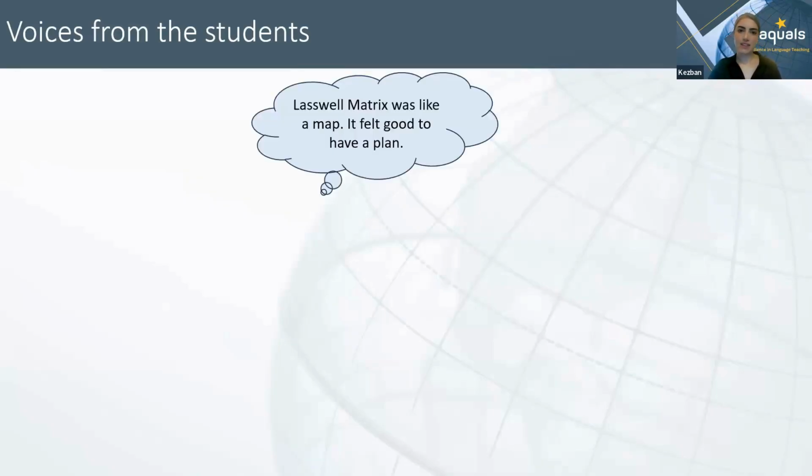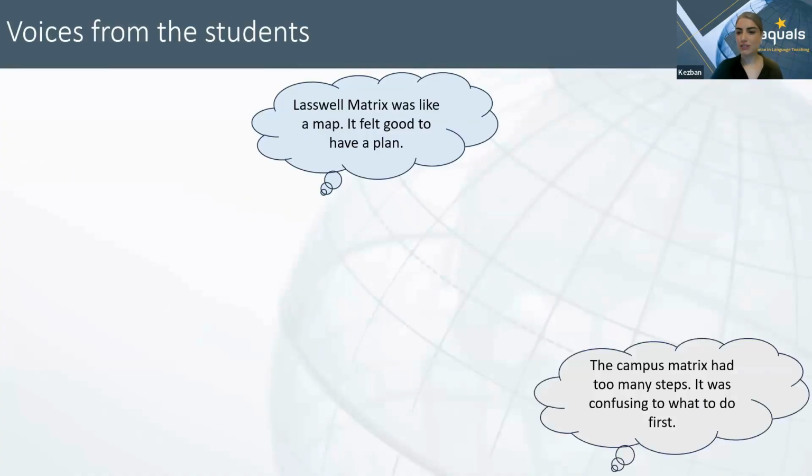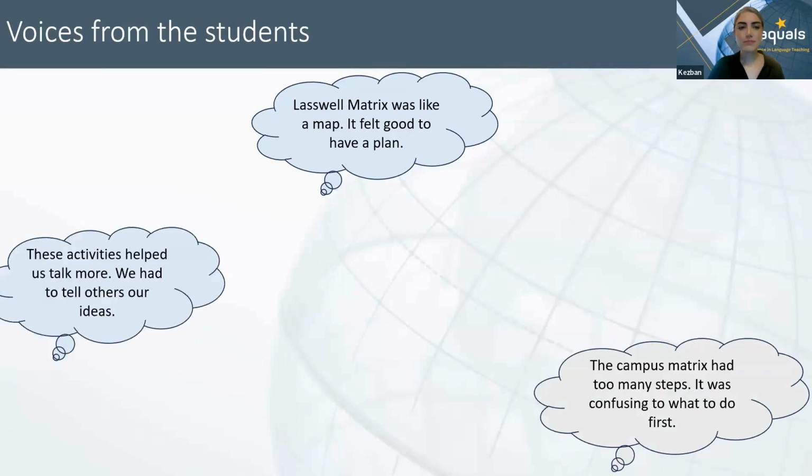They said having a matrix was like a map, and it felt good to have a plan with steps to follow. But they said the campus matrix, the SCAMPER one, I believe it refers to that one with multiple steps, had too many steps, and it was confusing what to do first to get familiar with the matrix itself. And they said that these activities helped them talk more, and they had to tell others their ideas.